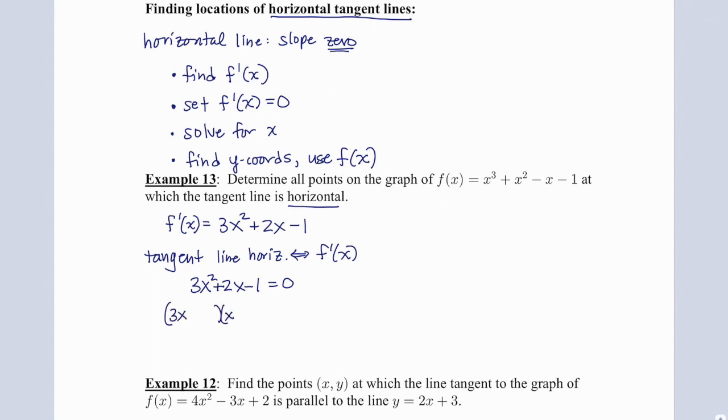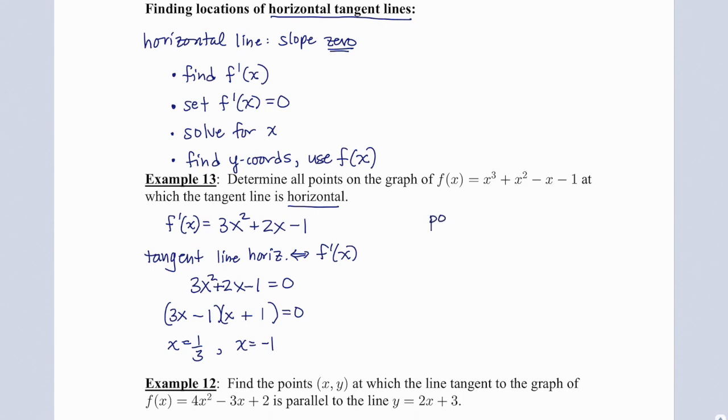Let's hope that we can factor this. Must be 3x and x. And it would have to be 1 and -1 to get a -1 on the end. Let's see if we do +1 here and a -1 there. That'll give us 3x squared plus 3x minus x. Yep, that works. So that tells me either x is a third to make the first factor 0, or x is -1 to make the second factor 0.